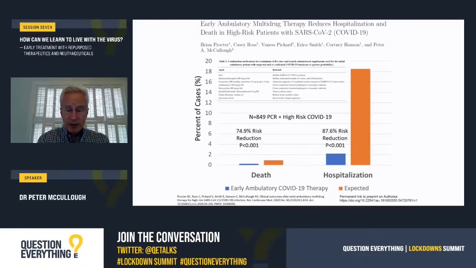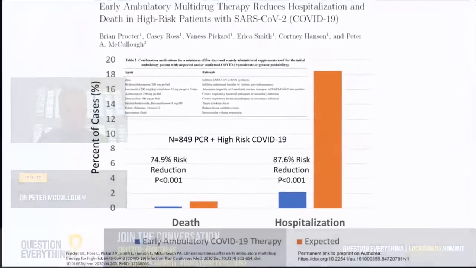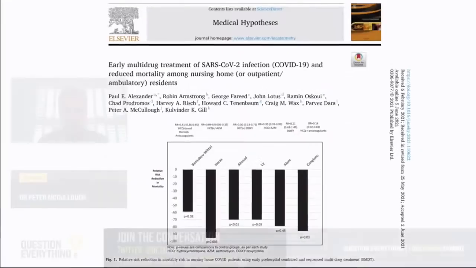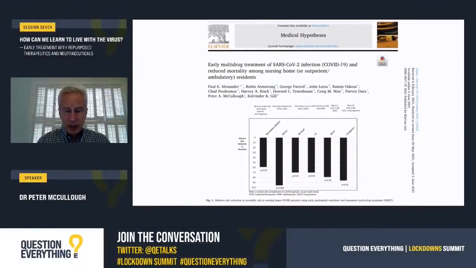Well, in published studies, as you can see here, there's about an 85% reduction in hospitalization and death when multi-drug treatment is used, and multiple studies agree. There are no large randomized trials of multi-drug treatment, but the best observational and comparative studies show it clearly works. Next slide. Even in nursing homes, it doesn't matter what protocol is used. When something is done compared to nothing, there's about a 60% reduction in mortality. Next slide.